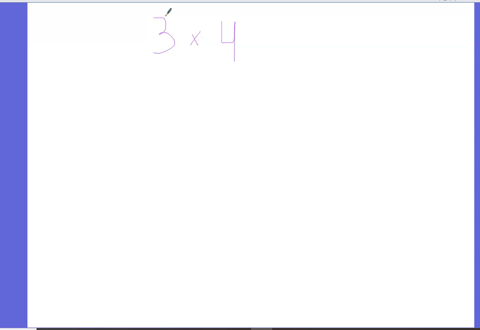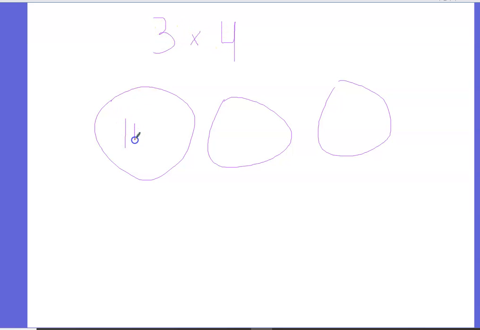Either way is fine. The best part about multiplying is that you get to decide which way you want to do it. So we're going to do 3 groups of 4. That means 3 groups with 4 in each group. So that means 1 group, 2 groups, 3 groups. So that means I'm going to add the number 4 3 times. So 1, 2, 3, 4, 1, 2, 3, 4, 1, 2, 3, 4. So now I have 4 lines inside each of my 3 groups.